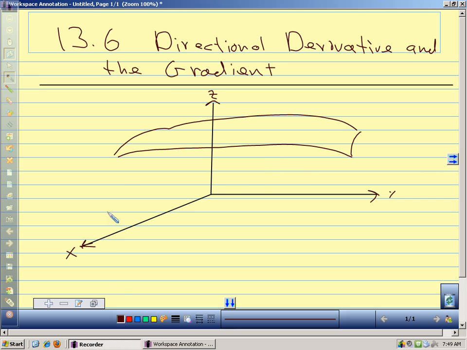But what we're interested in today is if we have some vector down here, and we'll say that this is a unit vector. We're going to call this u. We want to know the rate of change of our surface in the direction of that vector. So up here, as we move from x0, y0 in the xy plane to some point xy, we want to know how our function changes in the direction of this vector. So that's what we're interested in today.